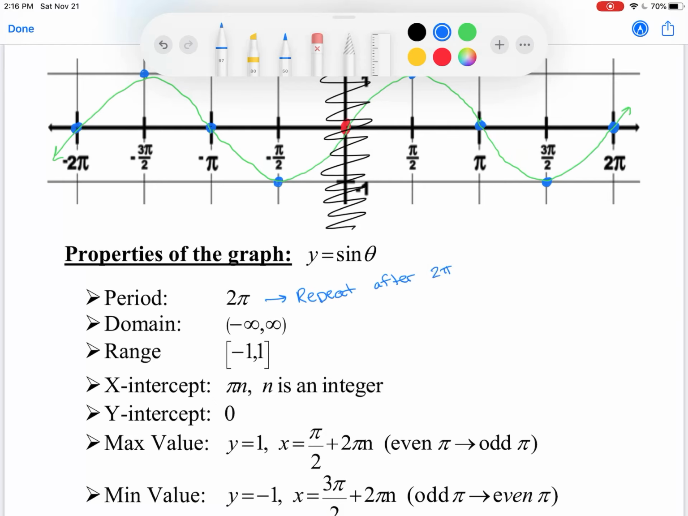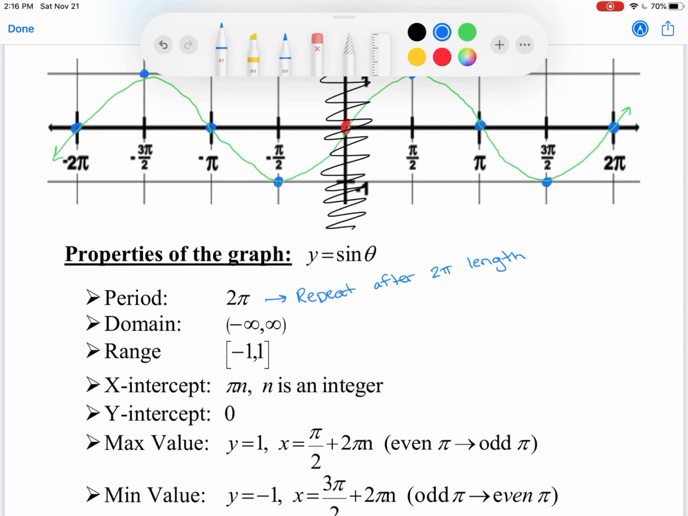So some properties based off of this graph. That's where we're going to get all of the following information. It says that our period is 2 pi, which again tells us that it's going to repeat after 2 pi length. So that's what a period is talking about. Repeat after 2 pi length.